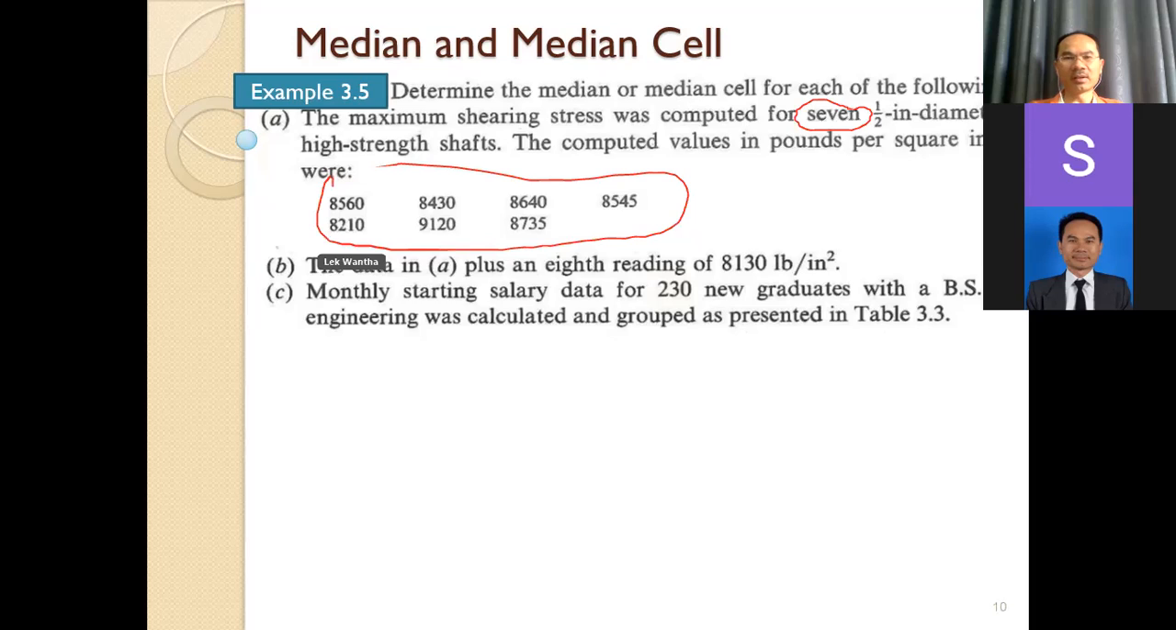Okay. For the first question, calculate the value of power per square inch. That's right. Okay, what is the maximum shear stress? What do we compute for? Okay.